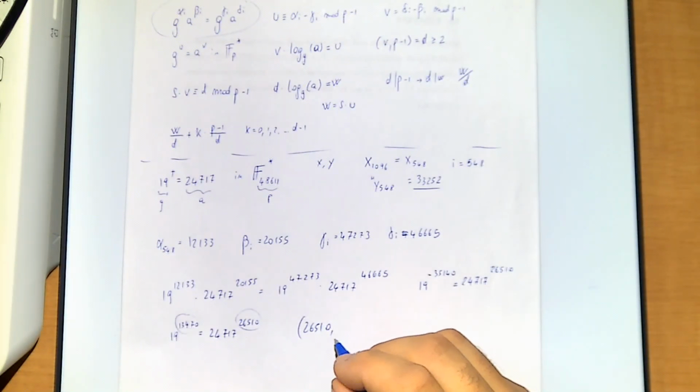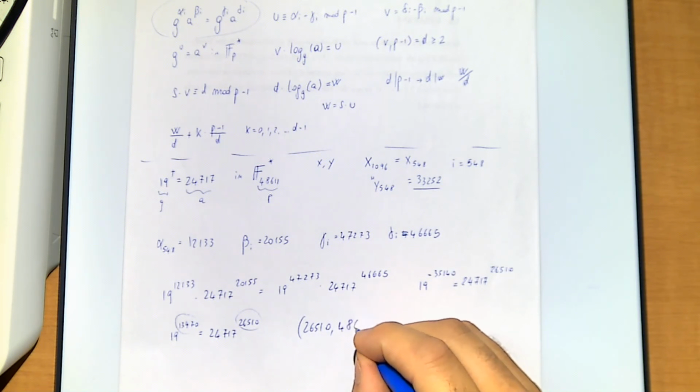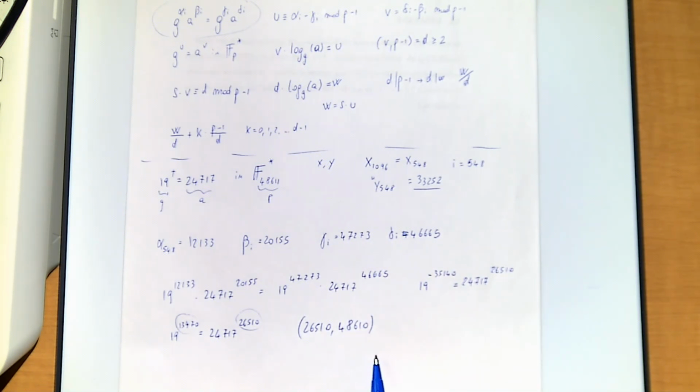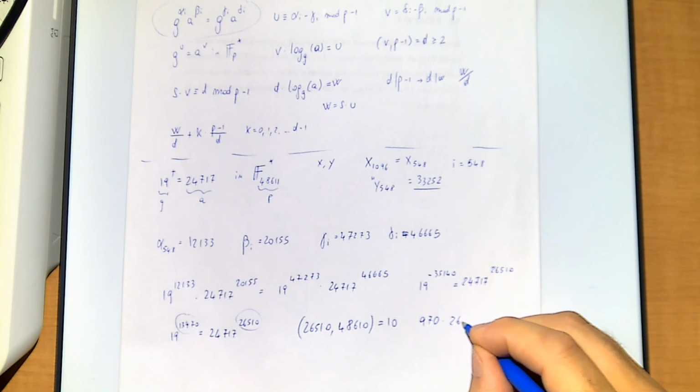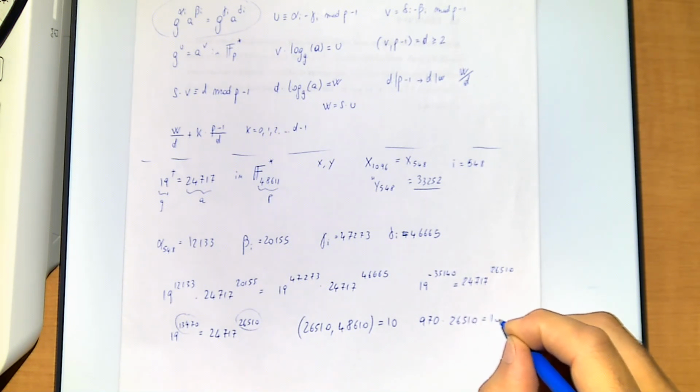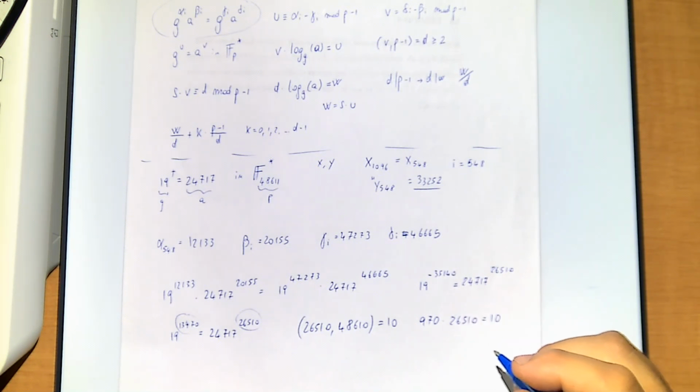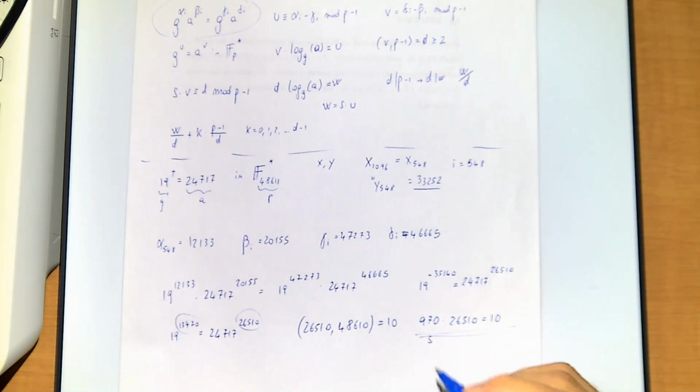26510, let's check it with P minus 1, which is 48610, right? Because if this is 1, we're good. If this is not 1, of course, in this case it's not going to be, it's D. Then I have a little bit more work to do. In fact, I can write that 970 times 26510 gives me 10. Yes? That's the relation I was looking for, that's my S.